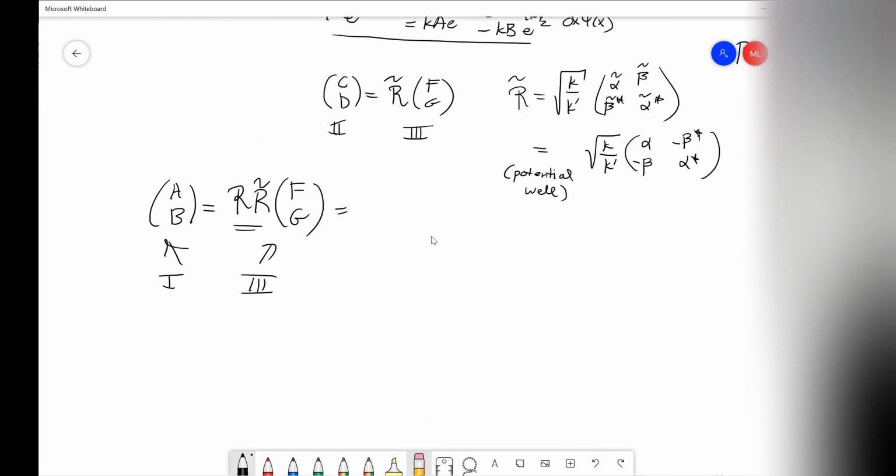And so this whole thing, we can call it matrix M. And it connects the coefficients of the incoming and outgoing waves at plus infinity, and the incoming and outgoing waves at minus infinity. Does that make sense?